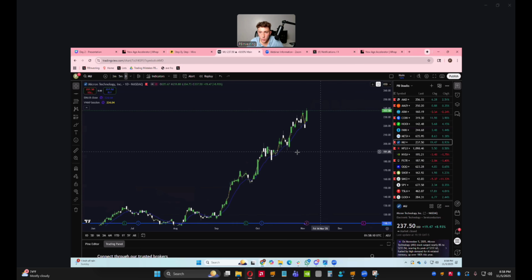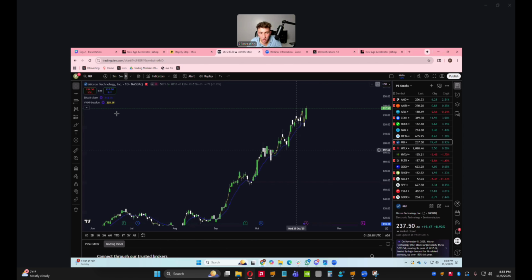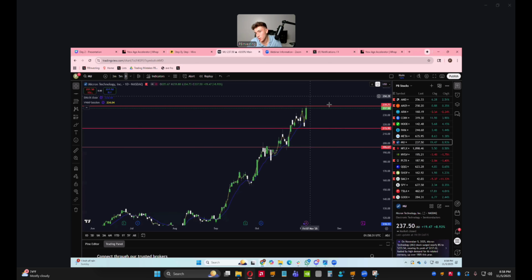You guys see how MU, remember how I told you guys the flags? You guys see how just consolidation. And then the coolest part to me is how the resistances turn into support. So you see how this resistance turns to support? Resistance turns to support. Now I'm sure this resistance will eventually turn to support.